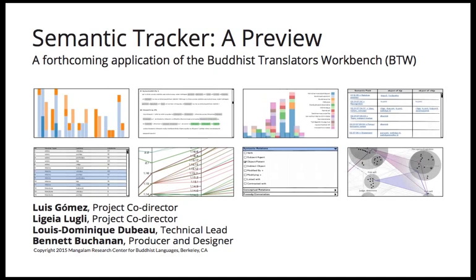To translate these words successfully, we first must determine how they differ from each other in Sanskrit, and then find English renderings that capture their differences and similarities, or perhaps one that retains their vagueness. How can the Semantic Tracker help us?